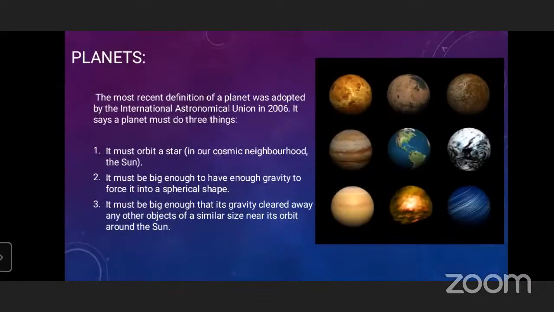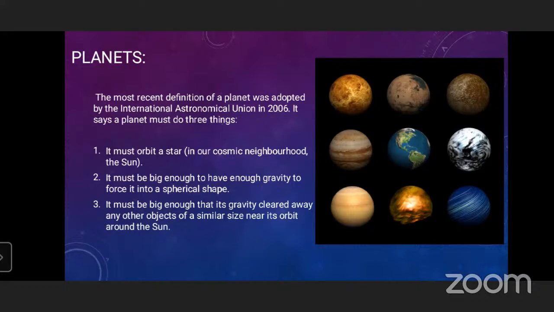Next, about planets. So, what objects are called planets? The most recent definition for a planet was adopted by the International Astronomical Union in 2006. It says a planet must do three things. It must orbit a star. You know, our Earth orbits a star. Second, it must be big enough to have enough gravity to force it into a spherical shape. That is, it should have great gravity so that it converts into a spherical shape. Our Earth does it. Third, it must be big enough that its gravity has cleared away any other objects of similar size near its orbit around the sun.